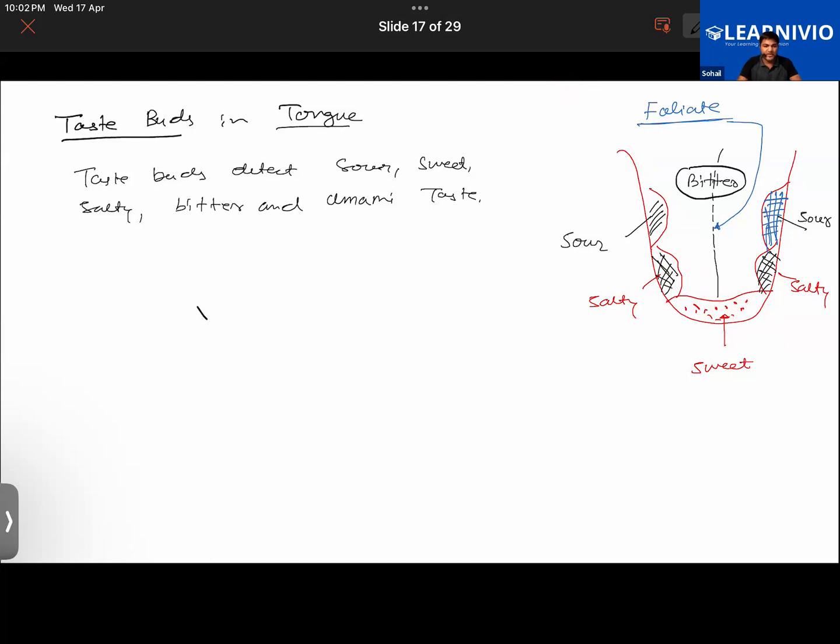Abu and Priyanka, have you understood this? Okay, sir. I'm asking whether you have understood this or not. Yes, sir. Okay, can we move further then?